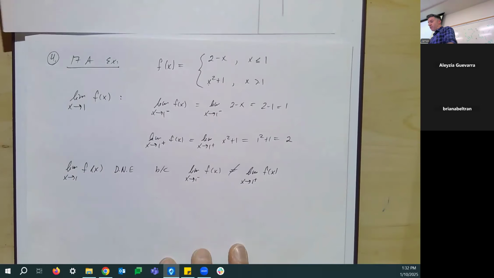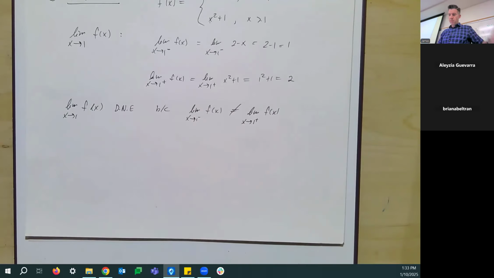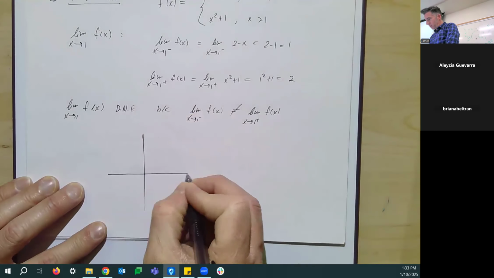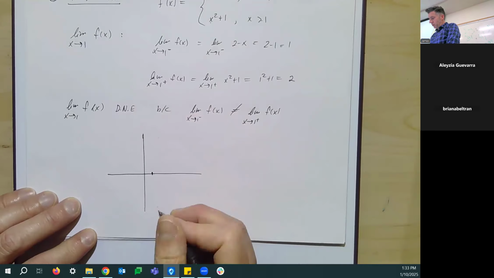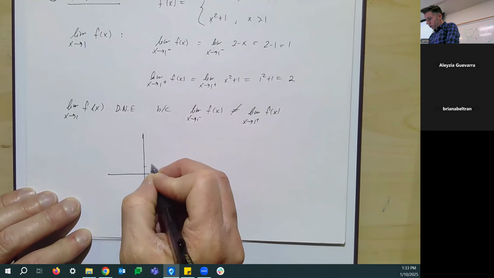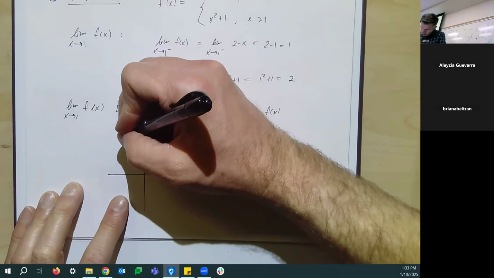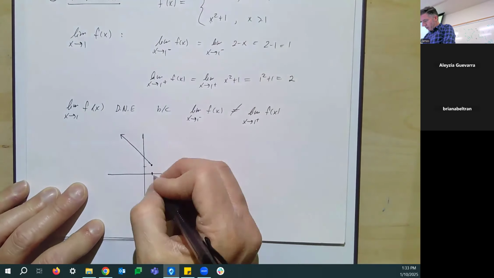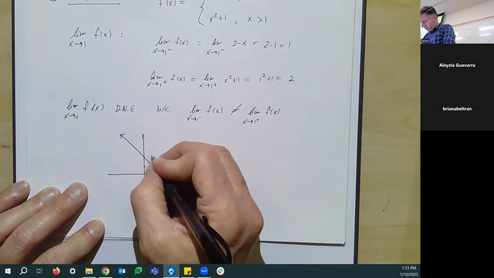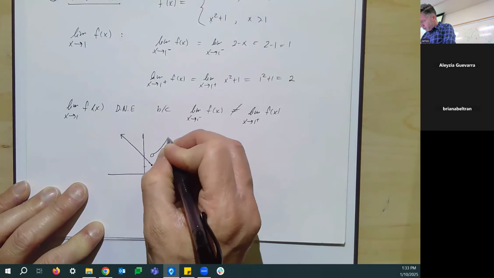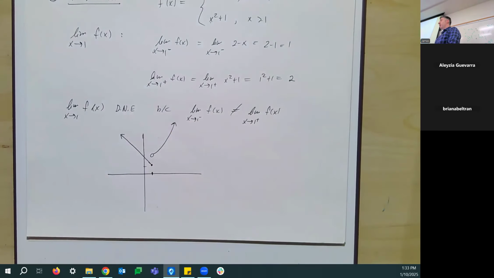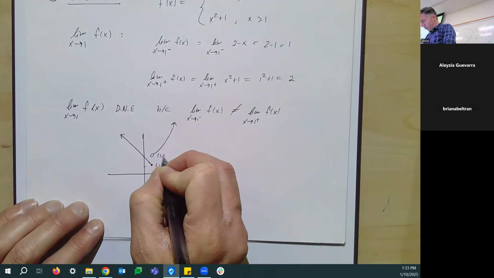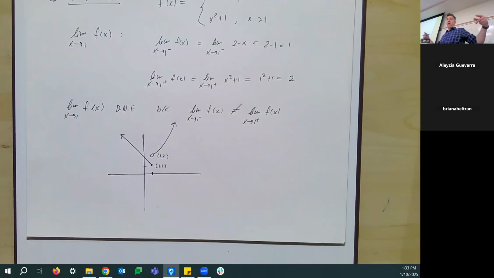We can also see this graphically. If we graph this function, it looks somewhat like this from the left, and then from the right, it looks kind of like that. And you can see here's the point (1, 1), and here's the point (1, 2). The right-hand limit and left-hand limit definitely aren't matching up.